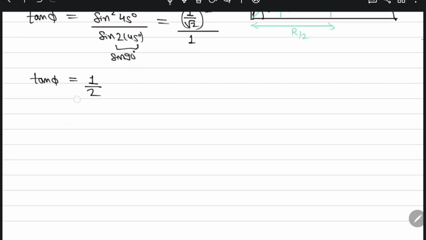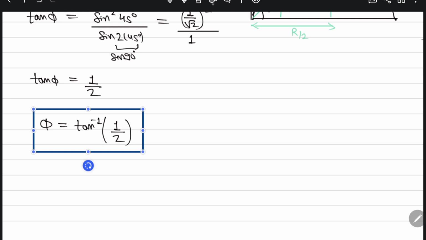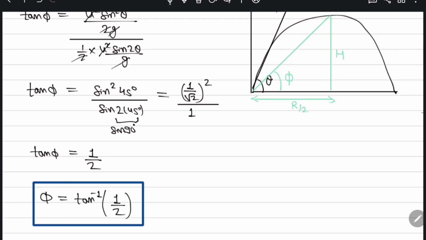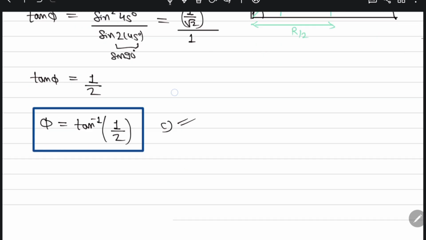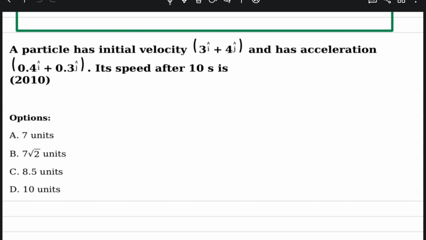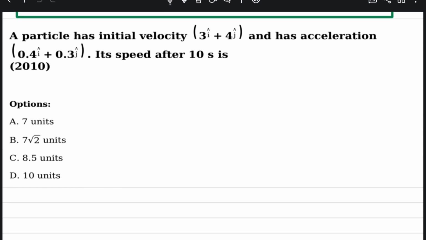Which means phi comes out to be tan inverse 1 by 2. So which option is correct? Option C is correct. Right. And this question I have already done. A particle has initial velocity and acceleration, its speed after 10 seconds. We have already solved this question.